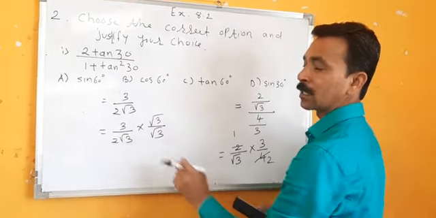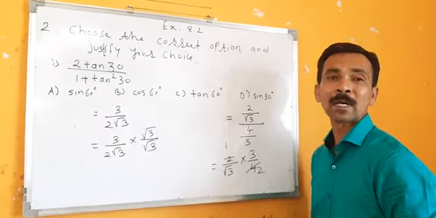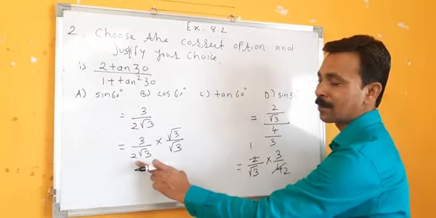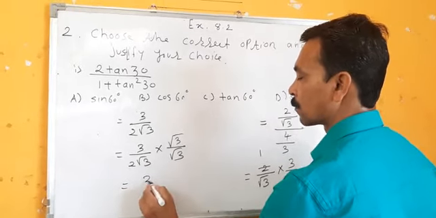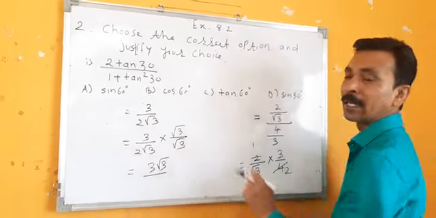Even if you want to take 2 root 3, still it is fine, but as root 3 is an irrational number, rationalize only root 3. Keep 2 as it is. Then multiply numerator with numerator: 3 into root 3, 3 root 3. Denominator: 2 root 3 into root 3.